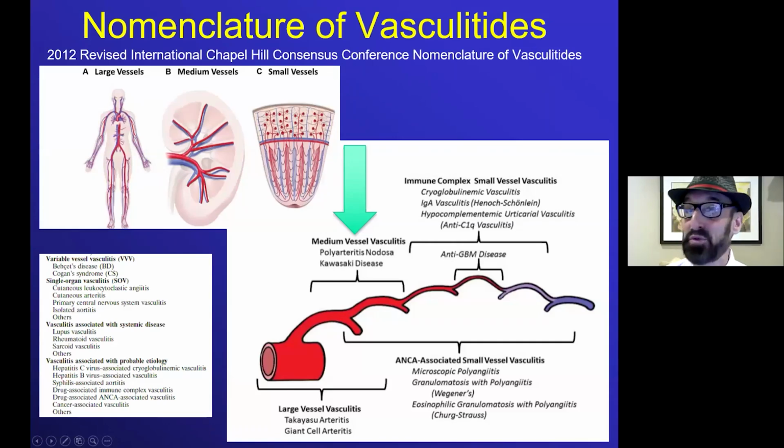So it's about time to move from the large vessels, of which we took about 28 minutes, and move to the medium vessel vasculitides. And the two that are mentioned in the Chapel Hill consensus are polyarteritis nodosa and Kawasaki disease.